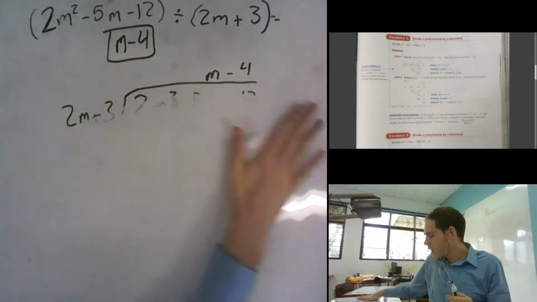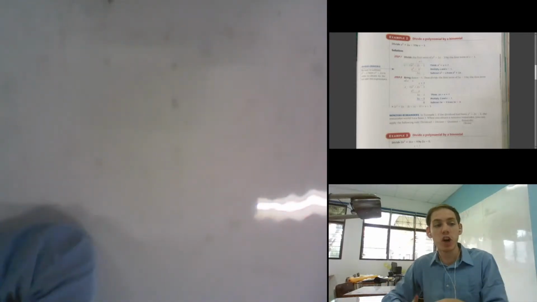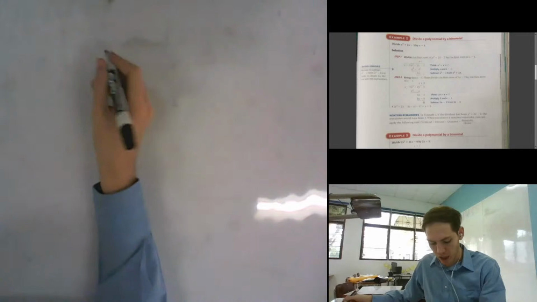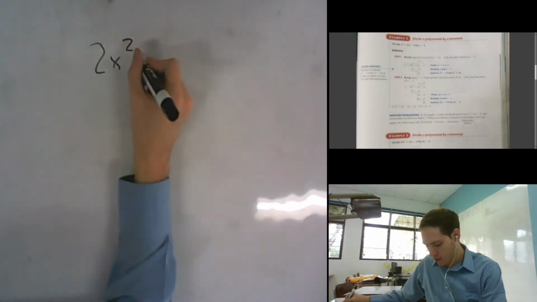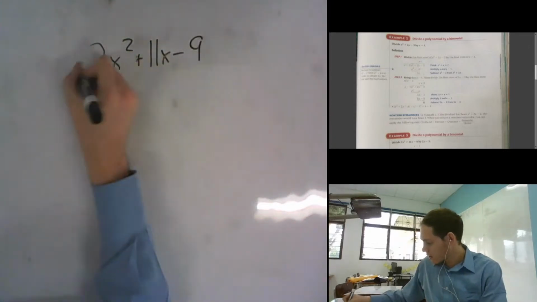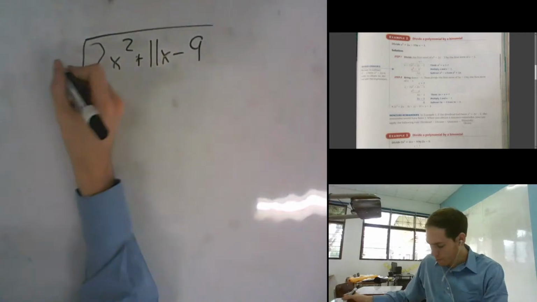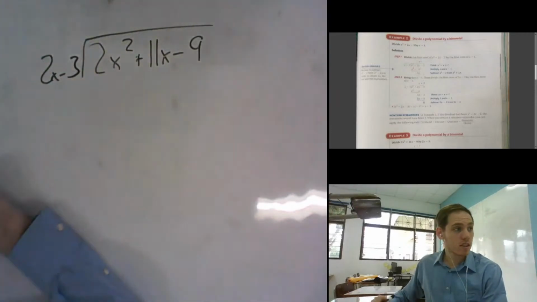Okay, now not all our questions will be like that, where there's no remainder. Some of them will have a remainder. So 2x squared plus 11x minus 9. Can divide that by 2x minus 3. Okay.